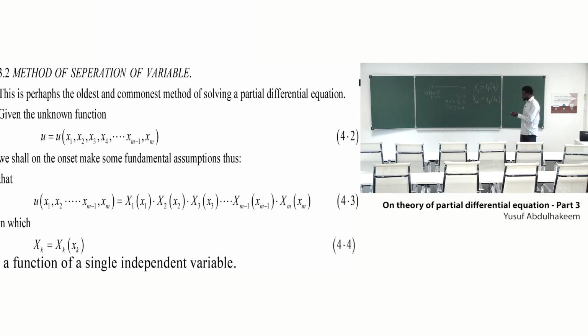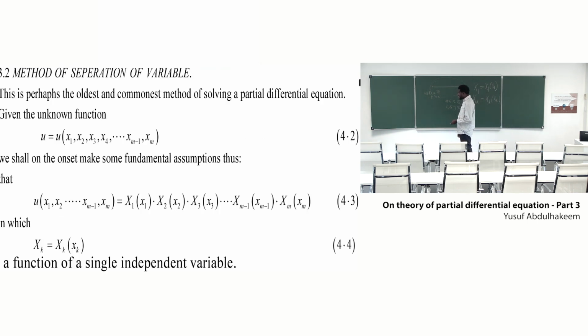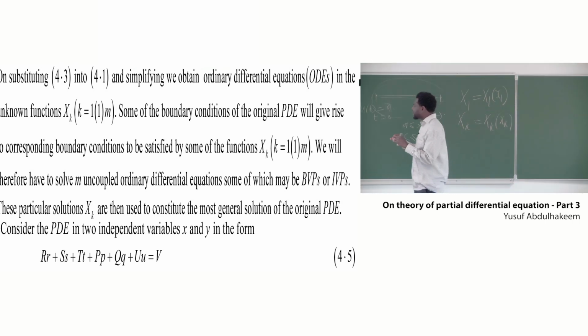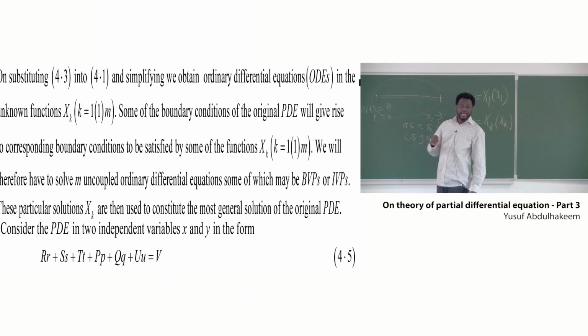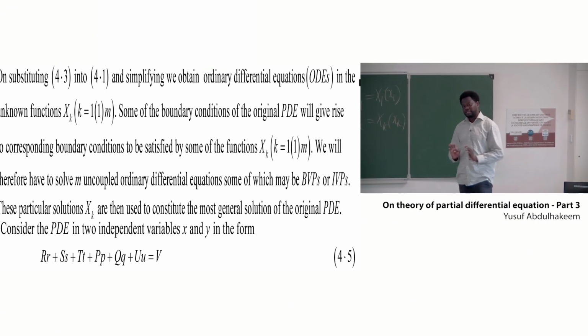So in which this is then a function of a single independent variable. Now on substituting 4.3 into 4.1, that is, we assume this general solution here, 4.3, and substitute it into 4.1, which is the differential equation, and simplifying, we obtain an ordinary differential equation. By the time we simplify and substitute, we will see this when we start solving some examples. We see that the PDE will now reduce to ODE. And of course, we know that once we are able to reduce our PDE to ODE, then it is easier to obtain the solution.